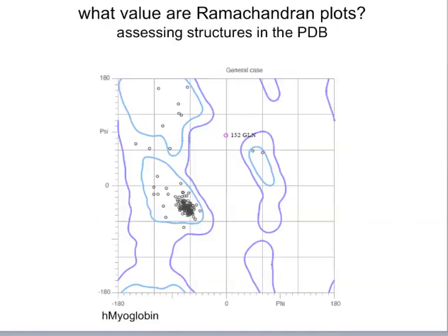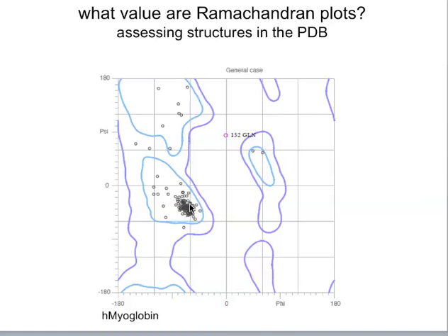A couple more little details here. What value are Ramachandran plots? I want you to file this away for when we start talking about how we determine molecular structures later on. These are data that are gleaned from a database of protein structures. This is human myoglobin crystal structure, and we'll define what a crystal structure of a protein is later, but basically it's a set of three-dimensional coordinates that allow us to determine, among other things, what the phi-psi angles for every amino acid in the chain is.